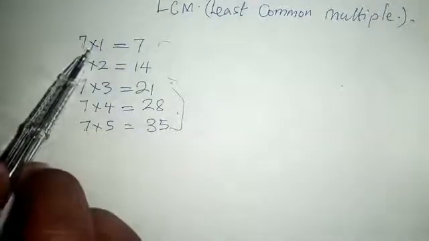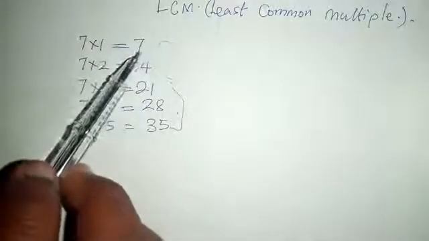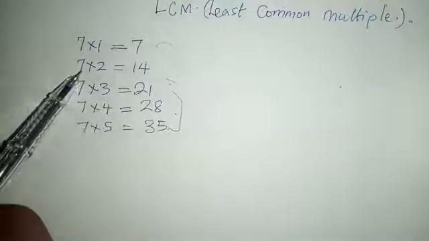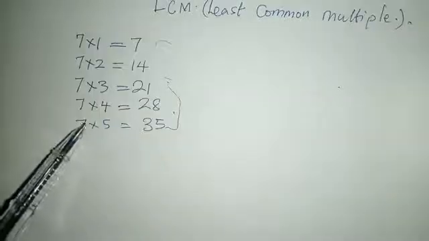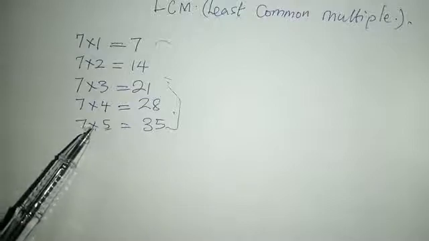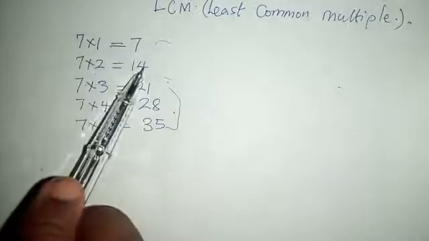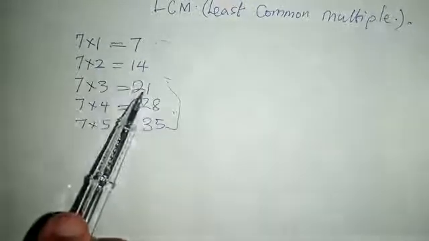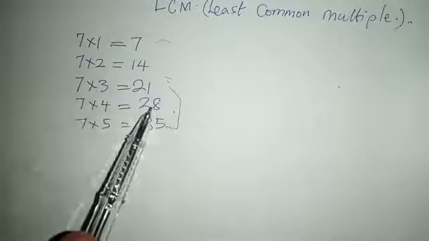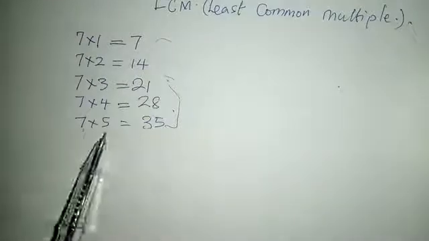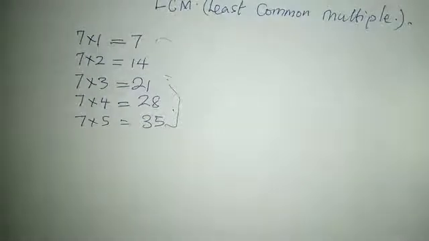But then these ones that were multiplied to get those multiples are called factors. This 7 is a factor of 7. 7 is a factor of the multiple 14. 7 is a factor of the multiple 35. These are how they are. Also, you can say that 14 is a multiple of 2, 21 is a multiple of 3, 28 is a multiple of 4, 35 is a multiple of 5. So these are what multiples are.